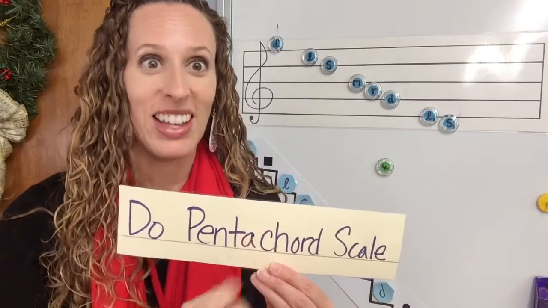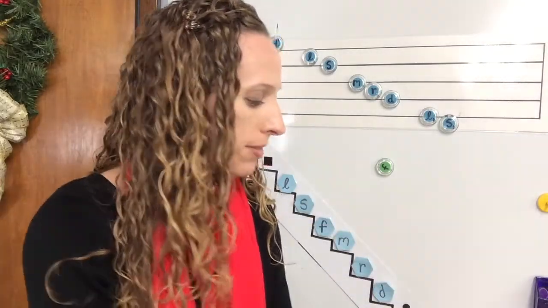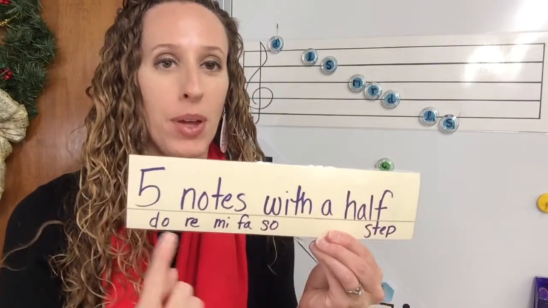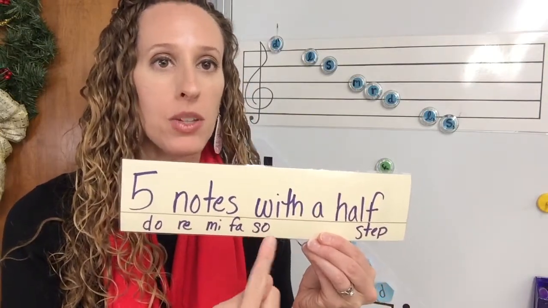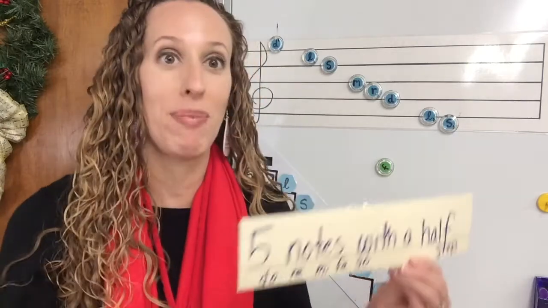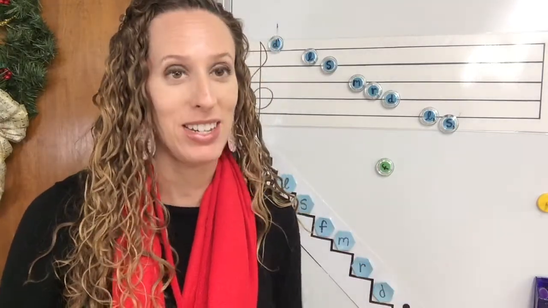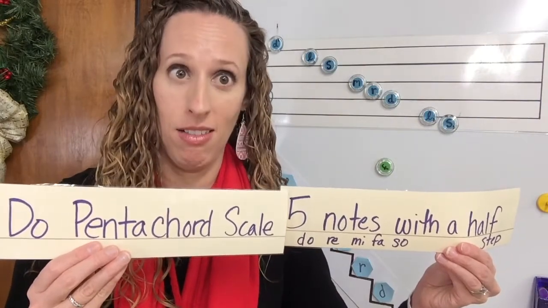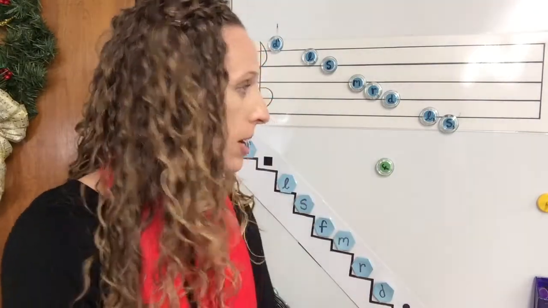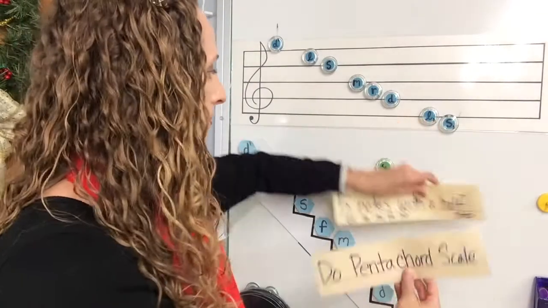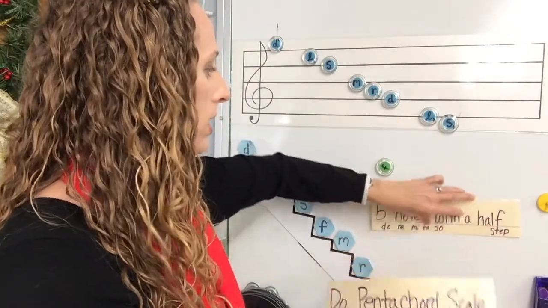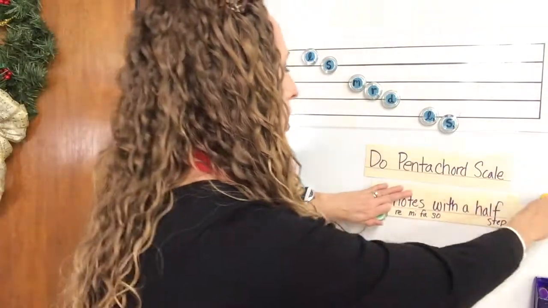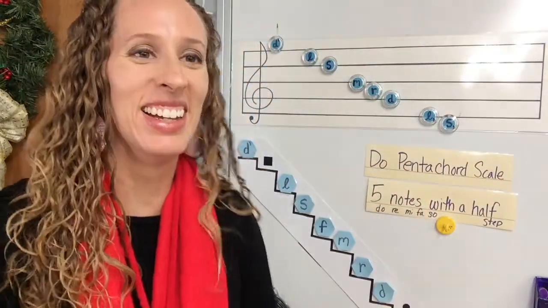Pentachord means there's a fa. Here's the definition: 5 notes with a half step. Do, re, mi, fa, so. So now we have pentatonic, la pentatonic, and our do pentachord scale. Okay? So now, here, I'll put these up here. Where does it live?